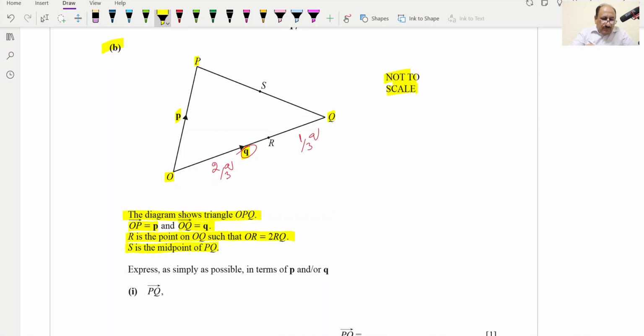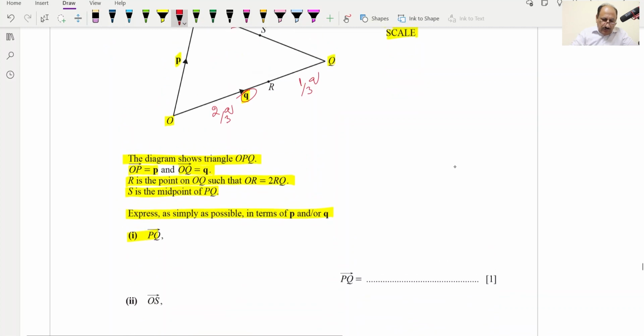Now they are saying S is the midpoint of PQ. Now what is PQ? First of all, the question is to express as simply as possible in terms of P and Q. What is PQ? The first question. PQ will be this direction, and direction we can show over here also.